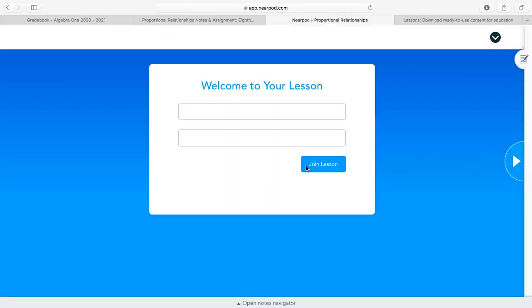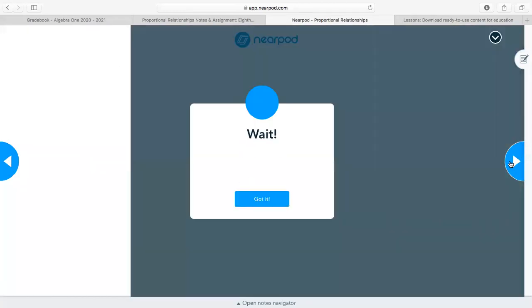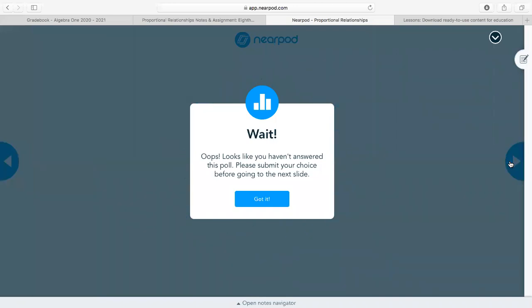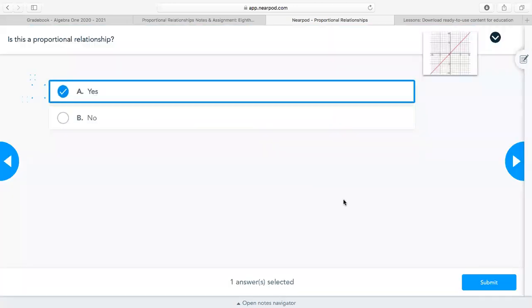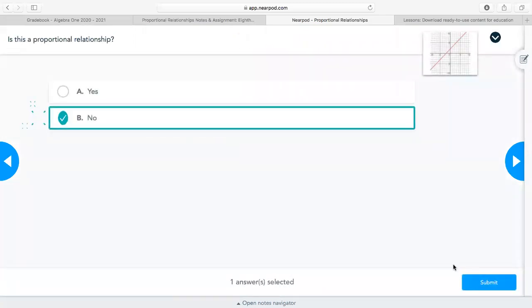Put in your name. Okay, Gabrielle Patterson, there's my name. And skip all the slides. Just skip, because you already have credit, unless you did not do the slides. If you did not do it, then you have to go back and do it. Oh my gosh, is this proportional? Yes, move on. So I guess it makes you answer. You can't just skip through it. Okay, skip.